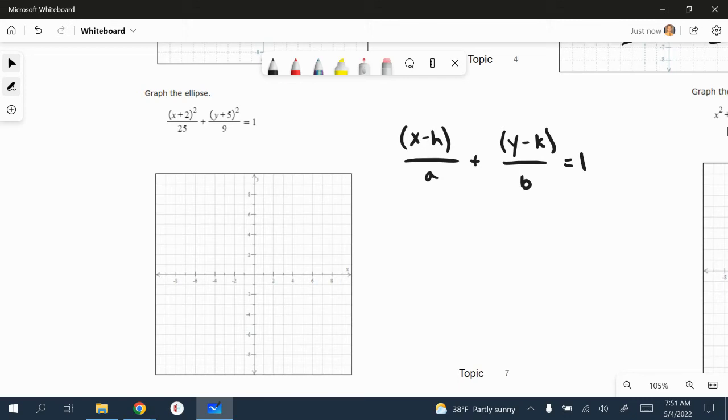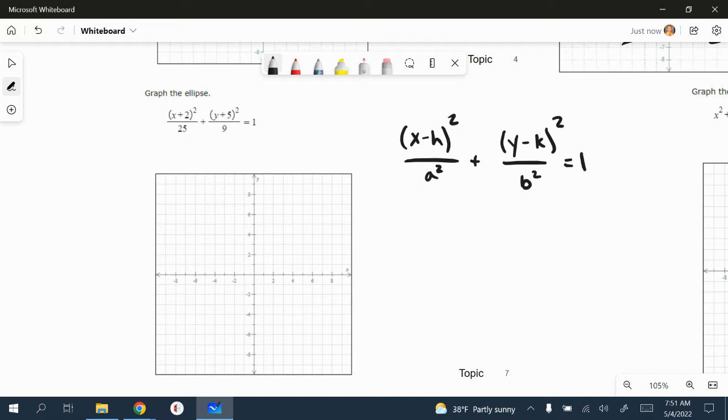Okay, so for this video, we're going to talk about graphing an ellipse. As you can see, I've got almost the formula written down. I forgot that the bottoms are squared there, and I also forgot that these are also squared. But that's what the formula is going to look like for an ellipse.